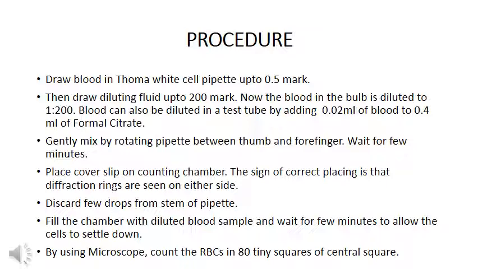and a huge difference in the diluting fluid as well. So we will mix 0.02 milliliter of blood with 0.4 milliliter of formal citrate. So this will make a dilution of 1:200. So this is actually a ratio. We can prepare it in a test tube as well.